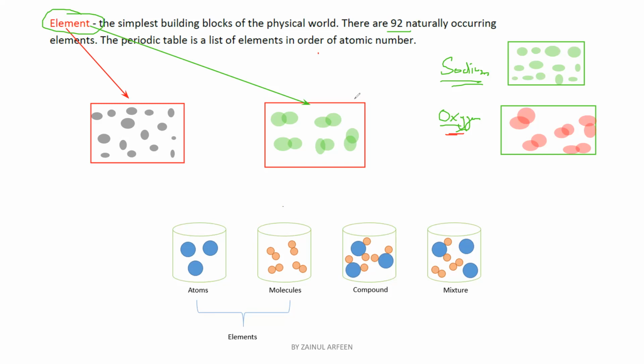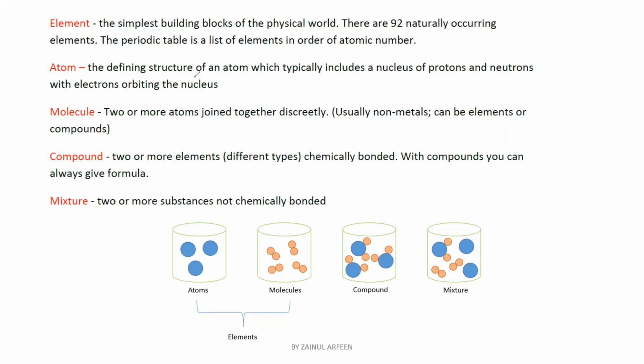So a basic substance in which all the atoms are identical, all the atoms are the same, we call that an element. About the atom we already discussed: the defining structure of an atom typically includes a nucleus of neutrons and protons, with electrons orbiting or moving around. We call that an atom. And when two or more atoms join together, it results in the formation of a molecule. And when two or more different types of atoms chemically join together, what will they form? They will form a compound.